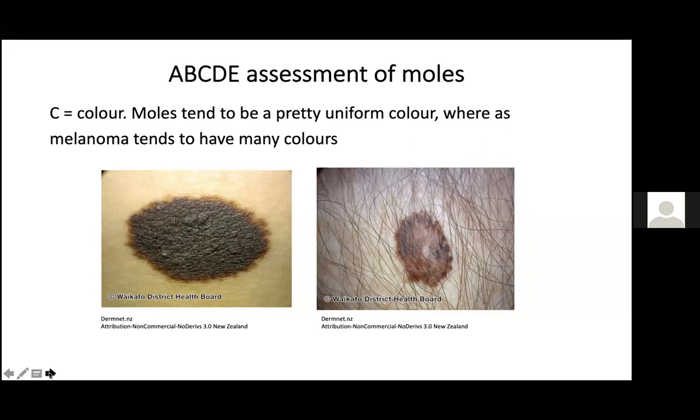That is quite dark in colour, but we can see it is all the same type of dark. Whereas the one on the right there, that is more of a melanoma. And we can see there's tons of different colours in there. There's light brown, there's dark brown, there's paler colours, there's pinky colours, lots of different colours in that. So C is for colour.